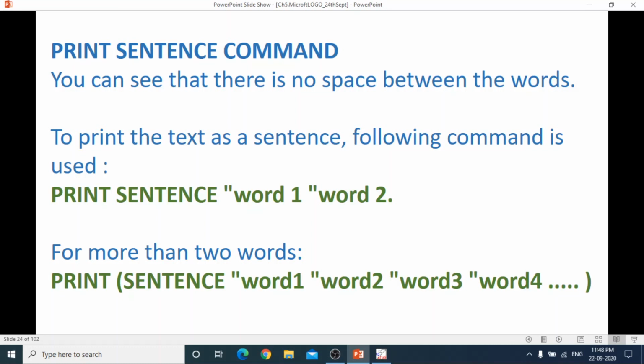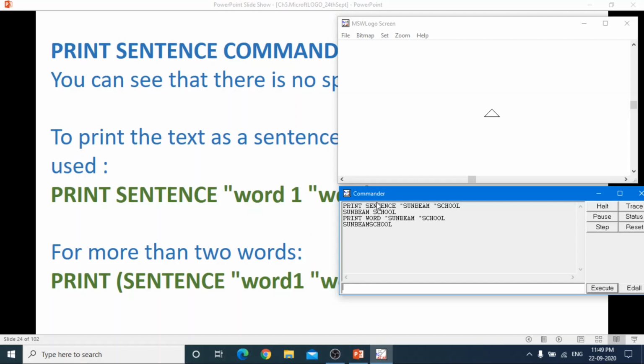Now if we have to print more than two words using sentence, then simply we have to put a bracket before the sentence, and write the words here, Sunbeam school Samne Ghat, and close the bracket and execute it. See, there is a space in between the three words: Sunbeam space school space Samne Ghat. Why? Because we have executed the print sentence command, not the print word command.